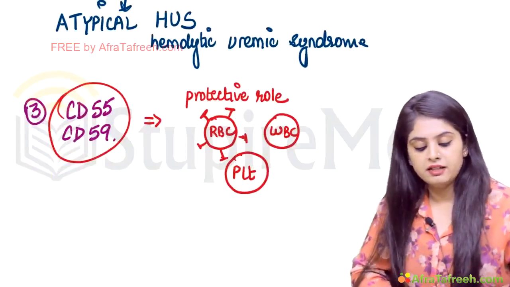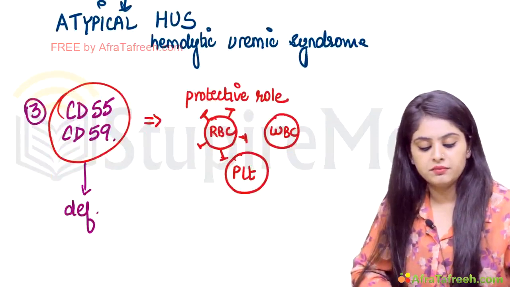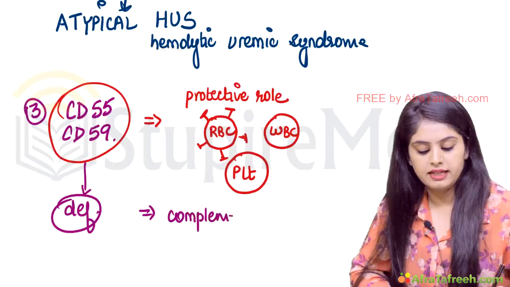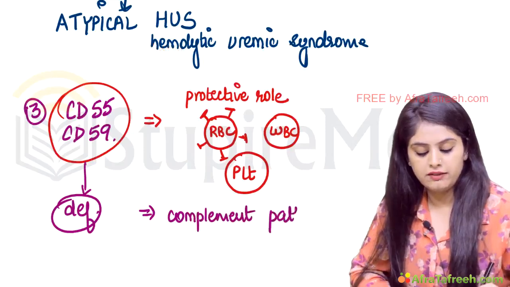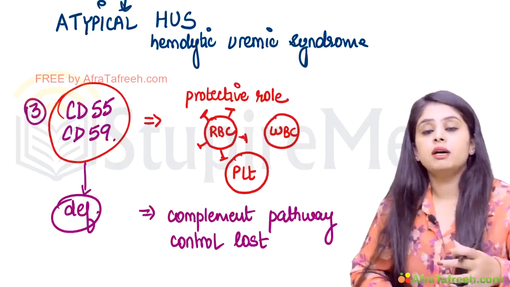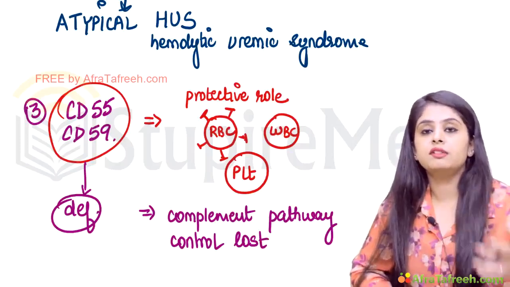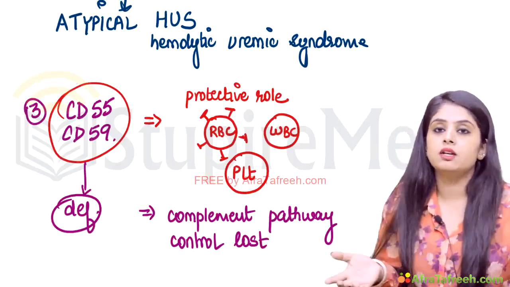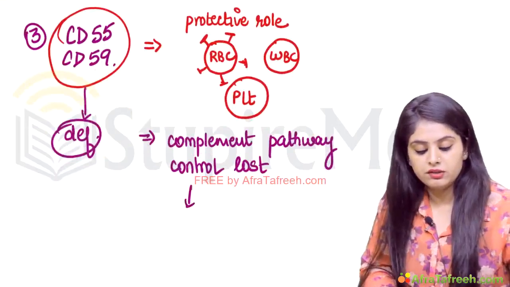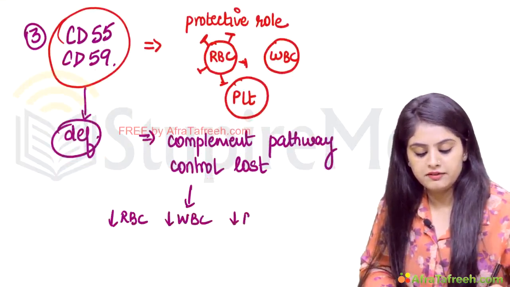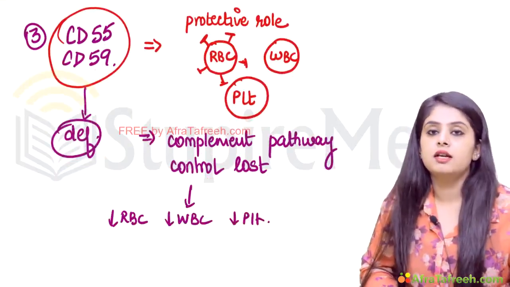Problem arises that if there is a deficiency, then the complement pathway will get activated. There is no control left over the complement pathway. The complement pathway control is lost. So now the complement pathway will go and attack the RBCs, WBCs and platelets. Earlier they were shielded by CD55 and 59, but they are not present. So this control is lost, resulting in decrease in RBC, WBC as well as platelets.